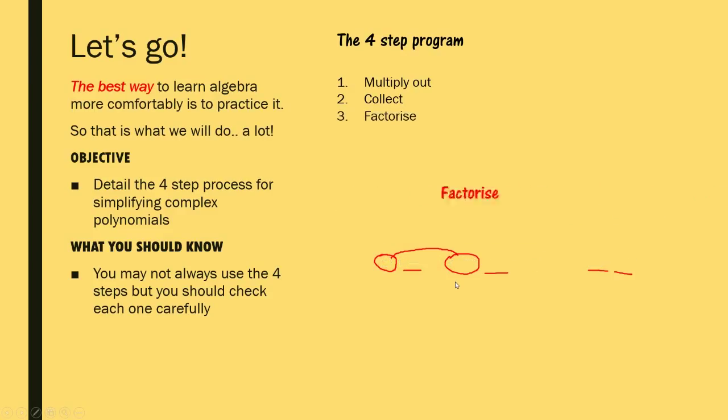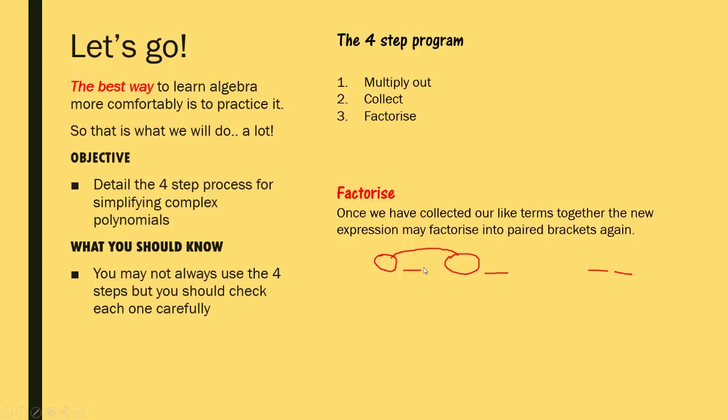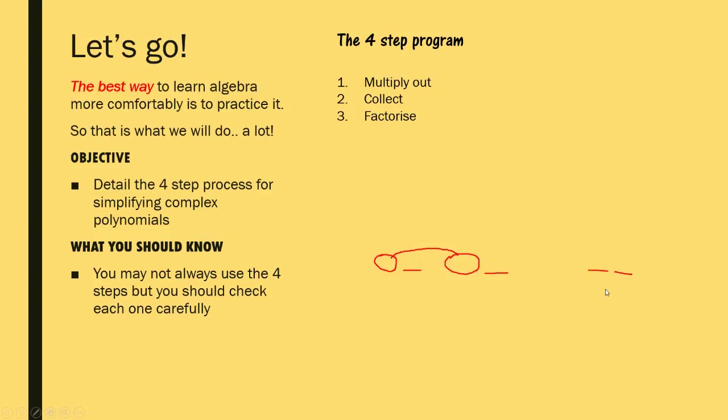Third step is to factorize whatever we've got left, and these lovely lines are going to stay there. Once we've collected our like terms together, the new expression may factorize into paired brackets again, and in many cases it will. So 3x squared plus x minus 2 will become (3x minus 2)(x plus 1). Again, you can go back to the second unit for some help with that.